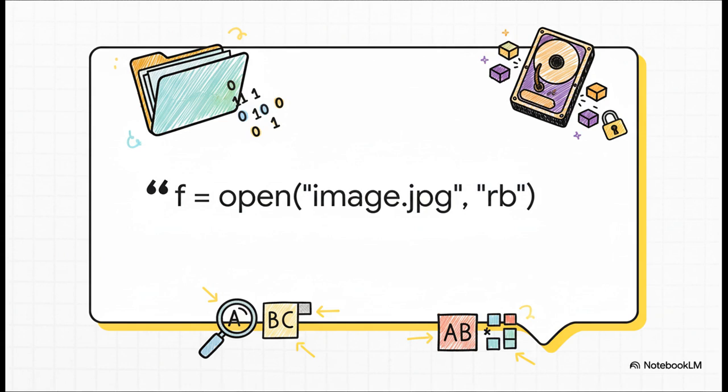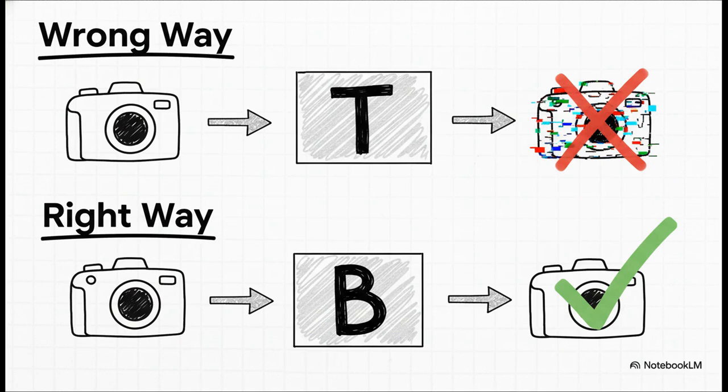Okay, now let's switch gears and look at a totally different kind of file, an image. Look closely at the mode we're using here, RB. This is exactly where that distinction between text and binary becomes so important. So using B for binary mode here is completely non-negotiable. If you tried to open an image in text mode, Python would try to interpret all that image data as if it were letters and words, and you just get a corrupted mess. Binary mode ensures you're working with the raw, unaltered data, preserving the file exactly as it is.